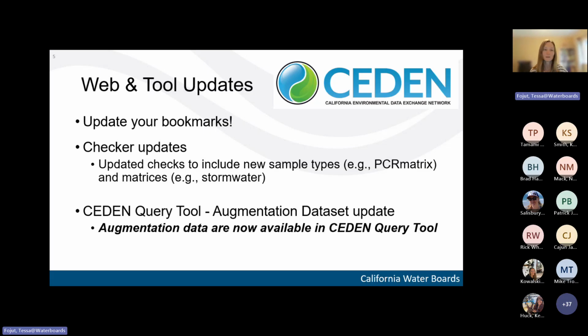And then big news on the query tool. We're very excited. Some of you are aware we had this separate data set that was called the augmentation data set. I guess we still have that data set. But basically anything that was chemistry and field data that were submitted directly to our water boards data center was not available in the query tool. We just did this update last week, I think. So it's live now, where those augmentation data are pulled in, and you can find those in the query tool.